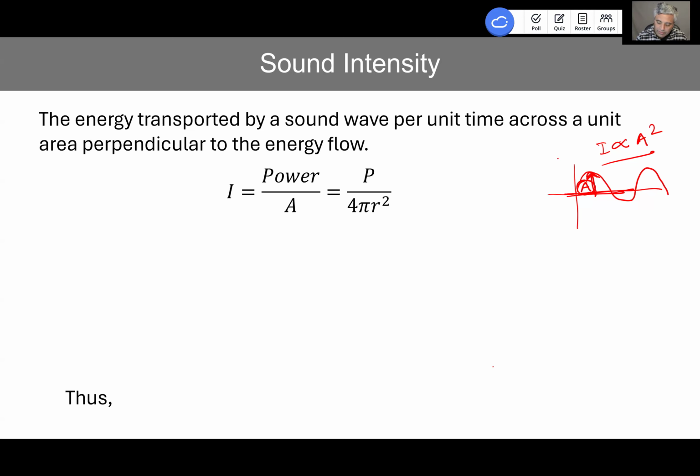Now, if we are plotting pressure here, then this amplitude is going to be the pressure amplitude. So that's what I'm writing here, P0, just like we used to write A for the amplitude. Here we are writing P0. Okay, so pressure amplitude.